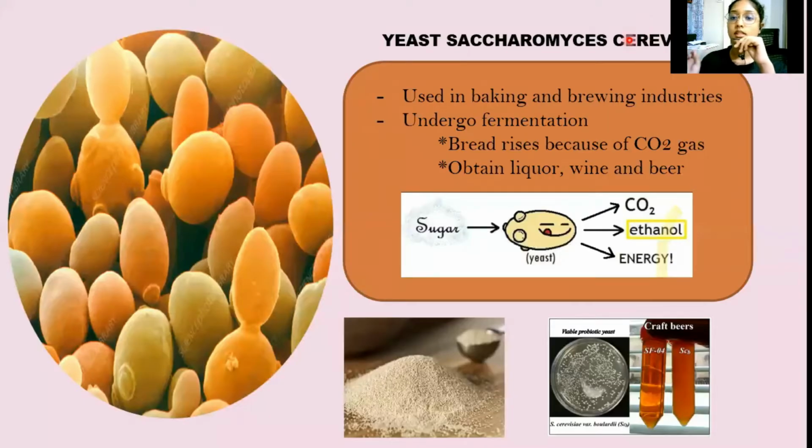Yeast Saccharomyces cerevisiae, also known as yeast, is used in the baking and brewing industries. Sugar, in the presence of yeast, undergoes fermentation, and when it's used in making bread, the bread rises because CO2 gas is released. Sugar and yeast also undergo fermentation to produce ethanol, which is a type of alcohol, and this alcohol is used to obtain liquor, wine, and beer.